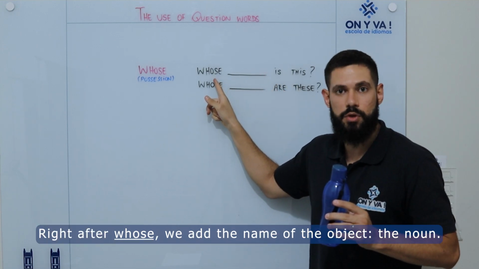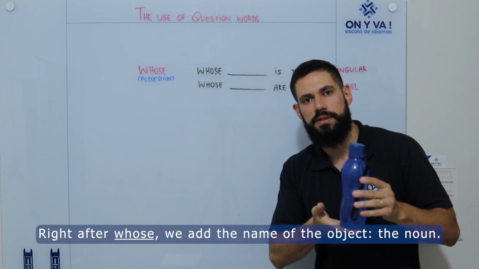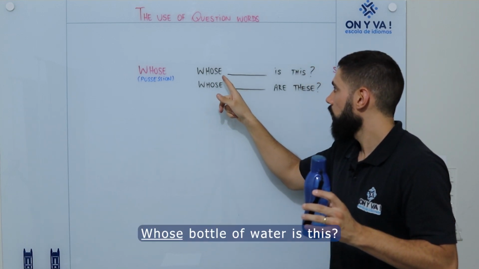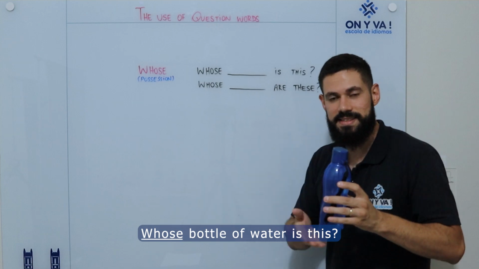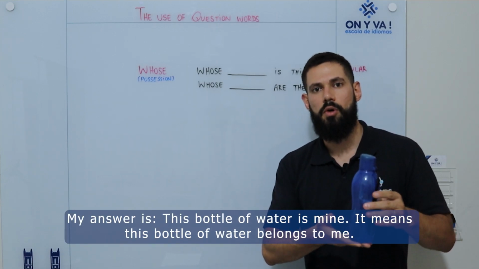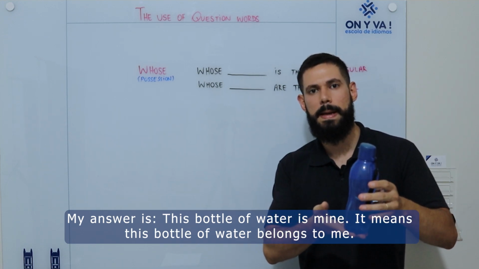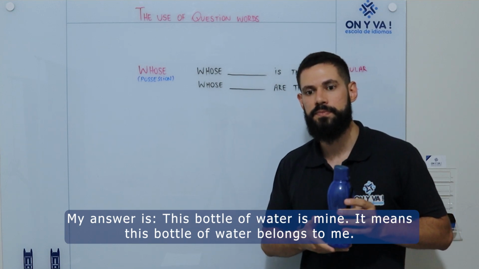Let's give examples. I have here this bottle of water, and the question is, whose bottle of water is this? So right after whose, I add the name of the object, the noun. Whose bottle of water is this? And my answer is, this bottle of water is mine.